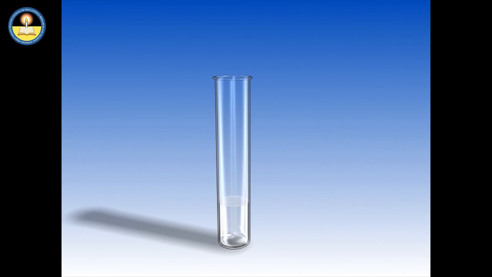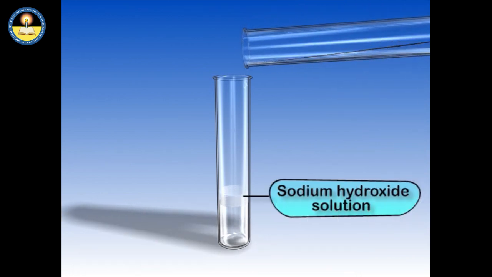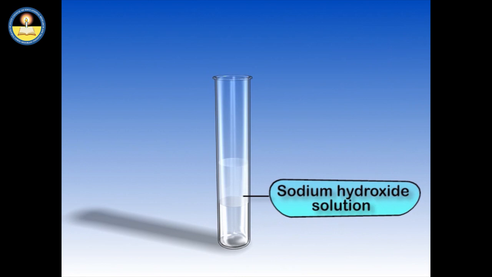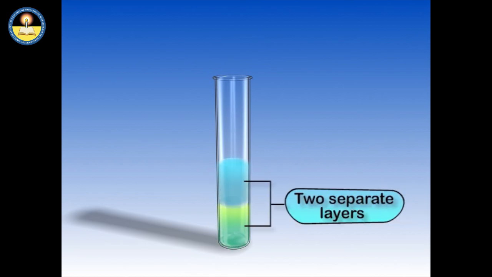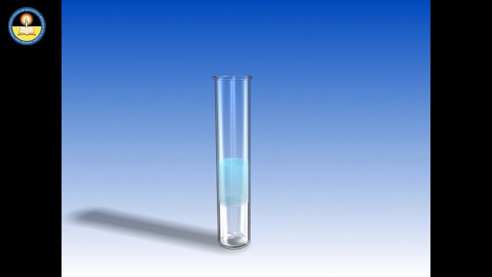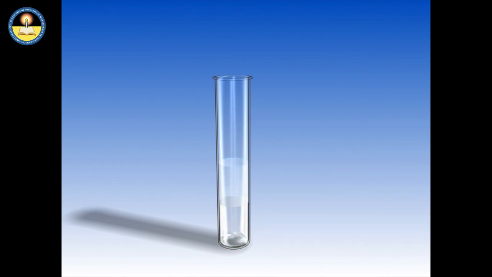We take about 2 to 3 ml of ethyl ethanoate in a test tube and add 4 to 5 ml of sodium hydroxide solution to it. The ester ethyl ethanoate is immiscible in water and forms a separate layer. In the test tube, we can observe 2 separate layers. The upper layer is of ester and the lower layer is of sodium hydroxide solution.